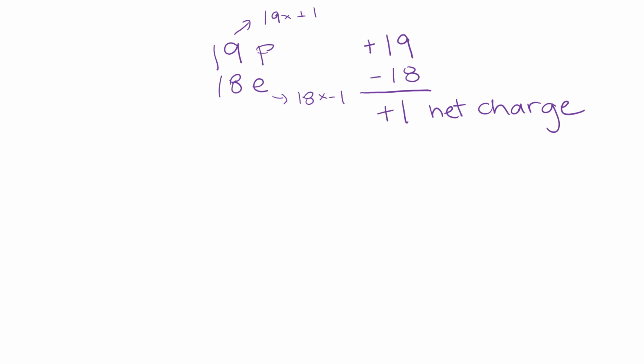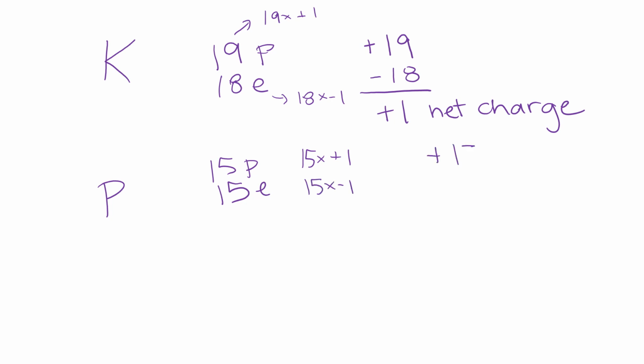Okay, so this was for potassium. If we look at our phosphorus, it had 15 protons and it had 15 electrons. So that's 15 times +1, 15 times -1. Positive 15 plus negative 15 is 0. Okay, and then that means our net charge on that was 0, or our ion charge on it was 0. Okay, and that's how you figure that out.